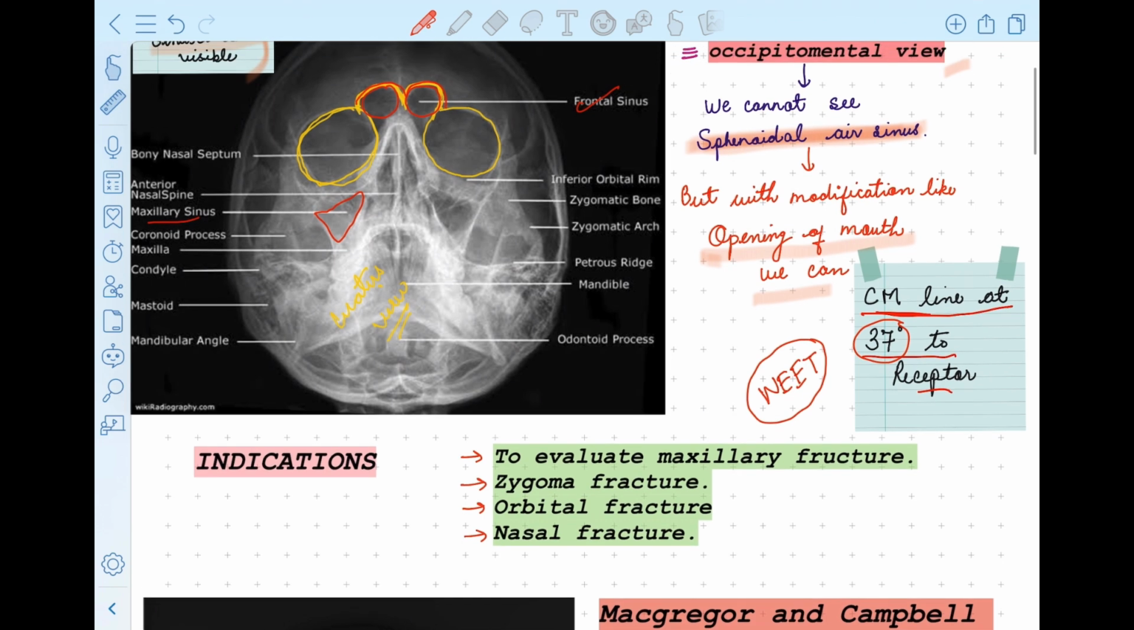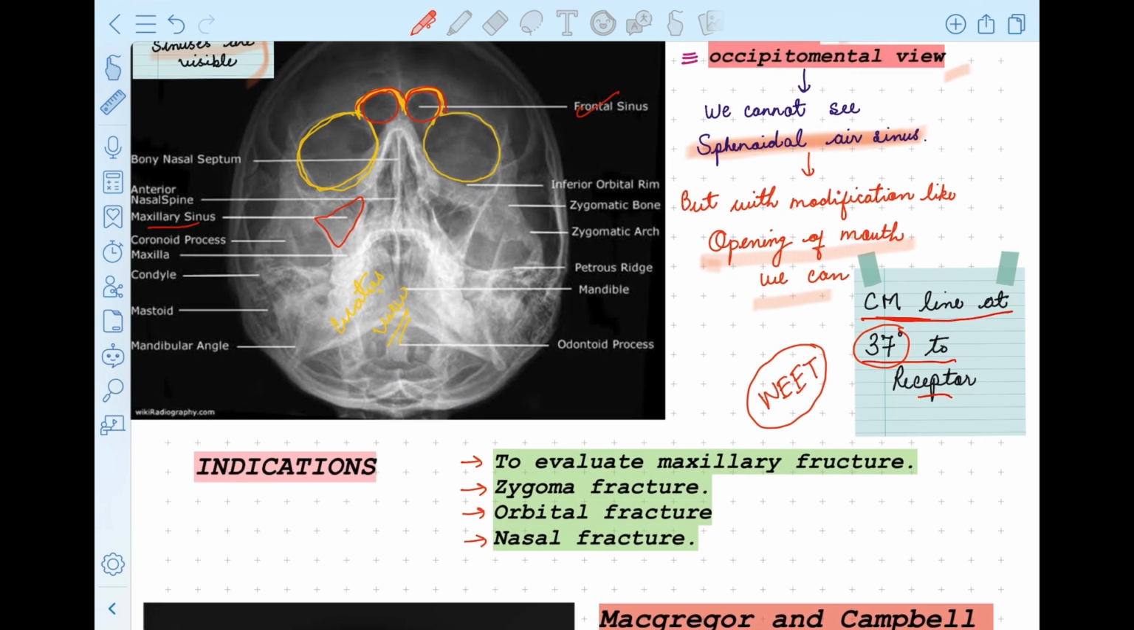Now let's understand the indications of Waters view. It is done to evaluate maxillary fracture, zygoma fracture, orbital fracture and nasal fracture. Why do we evaluate only these fractures? Let me tell you. Here the maxillary bone is visible, so you can see if there is any maxillary bone fracture. You can see zygoma fracture. You are able to see the orbits, so orbital fracture is also visible, and this is the anterior nasal spine, so you will be able to see nasal fracture also. Okay.